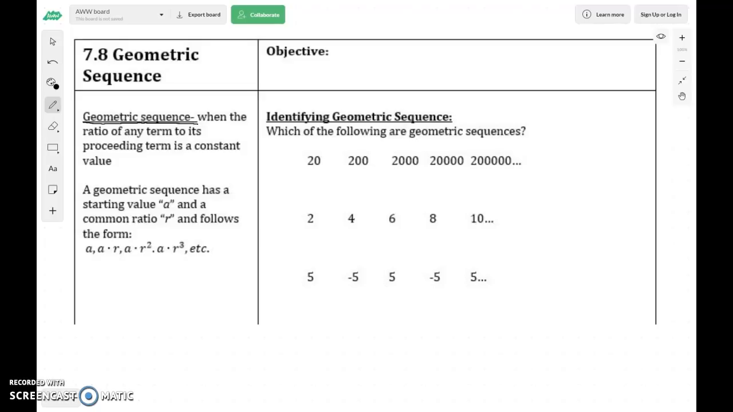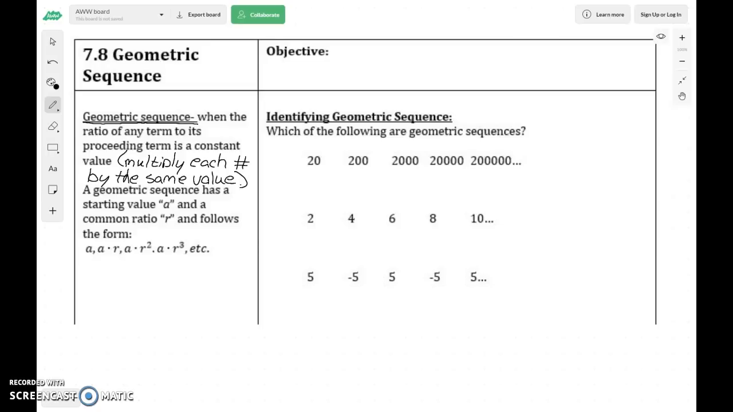So what I'm talking about here is simply that a geometric sequence is when we multiply each number by the same value. Whether that value is a whole number or a fraction, we're multiplying each number by the same value.